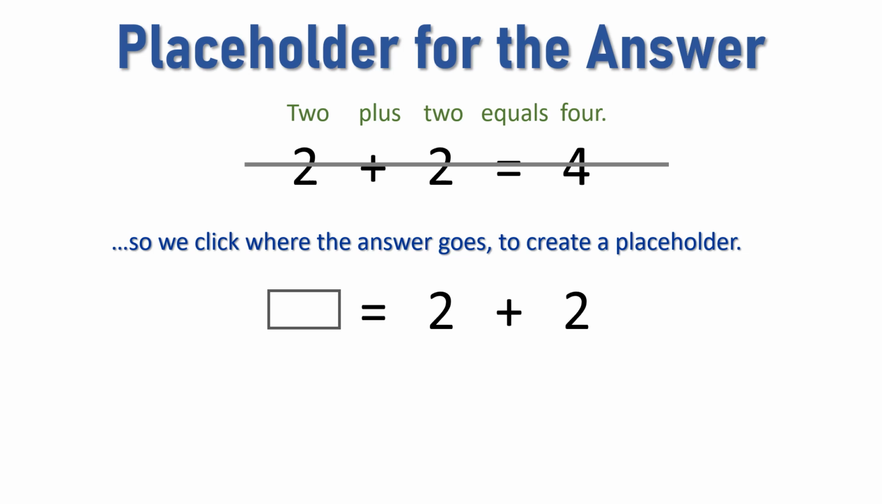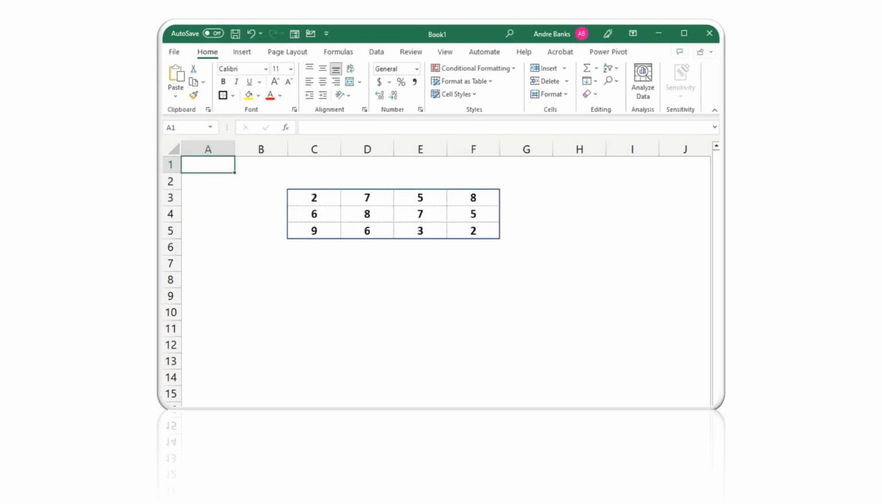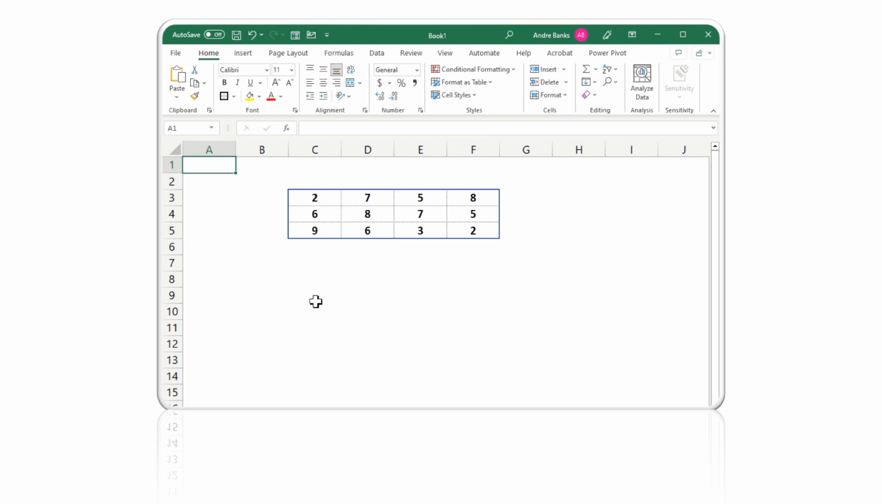Now, here's an example of what I mean, okay? So I'll show you an example of me writing this 2 plus 2 into Excel. So from here, I'm first going to choose a cell where the answer goes, all right? And then from here, I'm now just going to write equals 2 plus 2, all right?